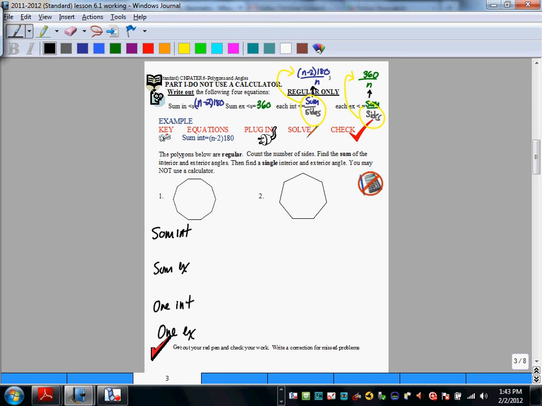Alright, now down the left-hand side, I'd like you to write sum in, sum x, 1 in, 1 x. Down the left-hand side, write sum in, sum x, 1 in, 1 x. That's those 4 equations at the top. Give yourself some space.